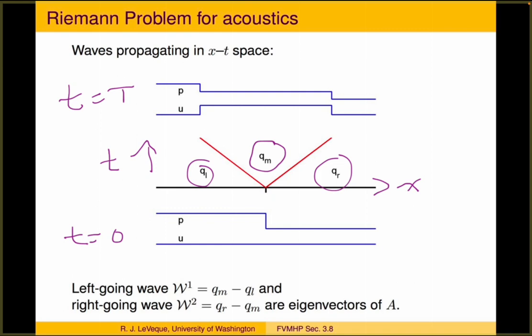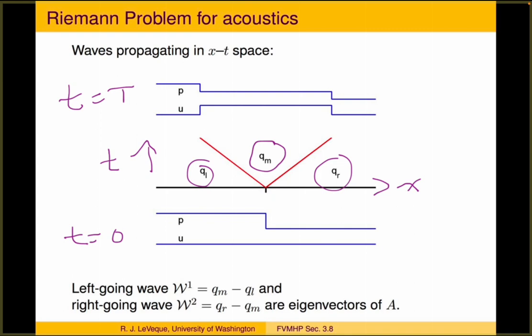Because there's higher pressure on the left than on the right, there'll be an acceleration of fluid from left to right in between these two acoustic waves. If I'd taken larger pressure on the right than on the left, then the velocity would be negative in between.